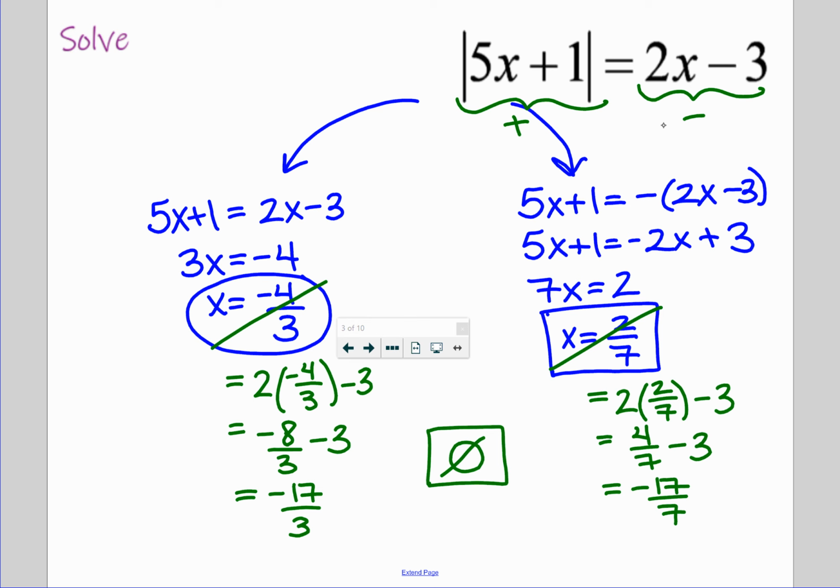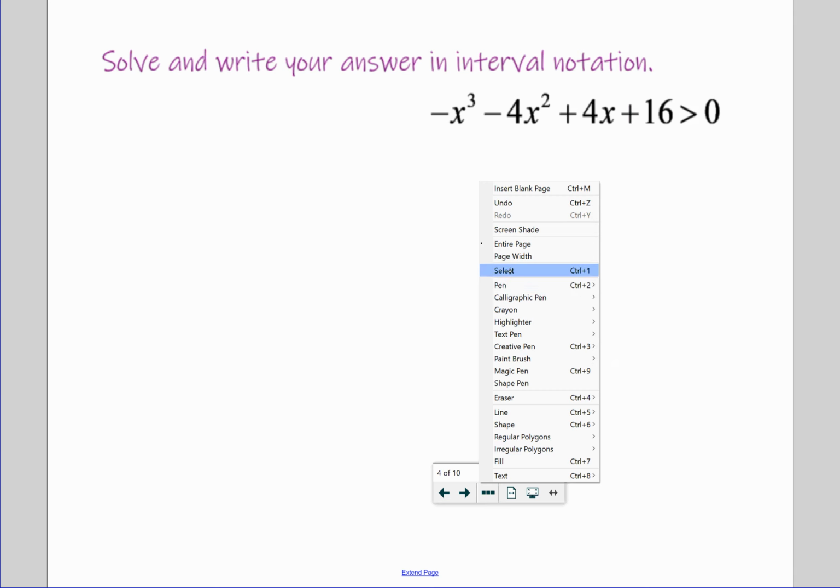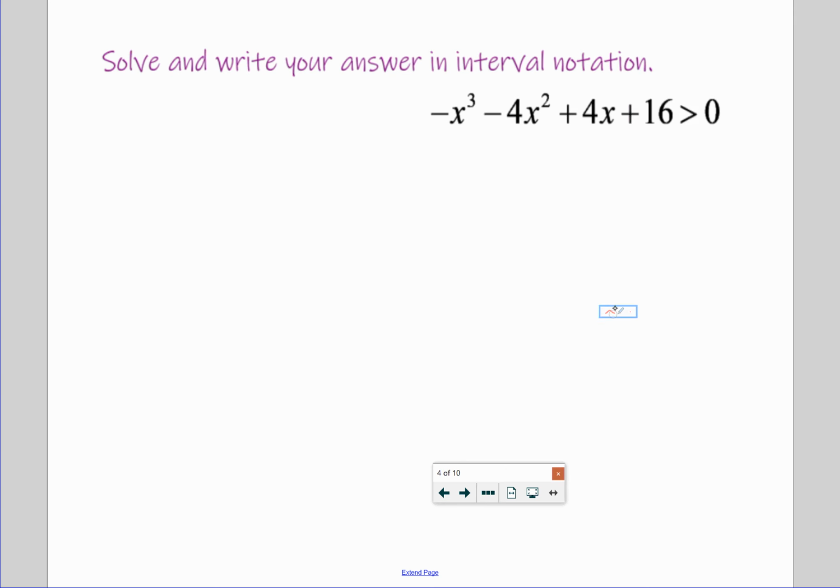All right, our next problem, we are solving a polynomial inequality. First step in these problems is we want to get it compared to zero, which it already is, so that's great. The next thing we want to do is factor it. Now, if you have four terms, the first thing you want to check for is, do these terms have anything in common, a GCF, which they do not, other than a negative sign.